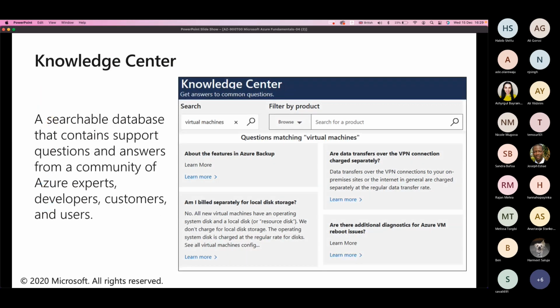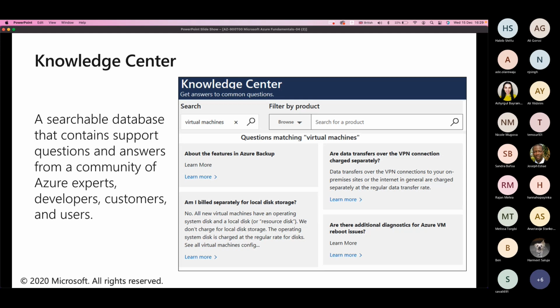So there is also the Azure Knowledge Center as well, and Microsoft Learn is there to try and teach you and upskill you in general ways of preparing you to use the cloud. But for any common questions or things that aren't working afterwards, you can try and use Microsoft Knowledge Center.